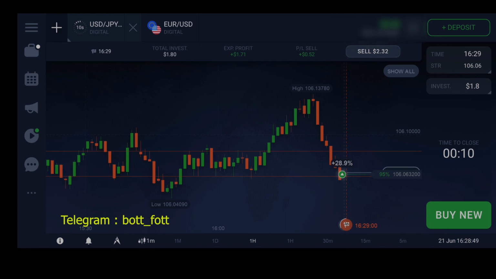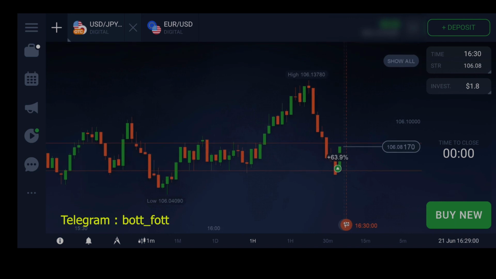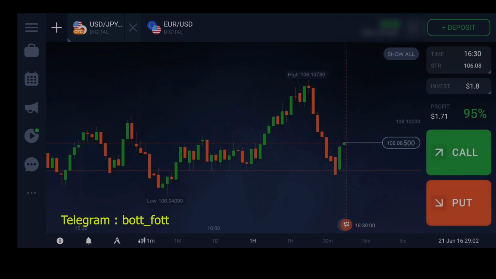Okay, let's wait. I'm expecting a win here. It should be a clear win because it was a false breakout. It was right in the support zone. Yes, we won. So these are the things that we should do with price action trading.